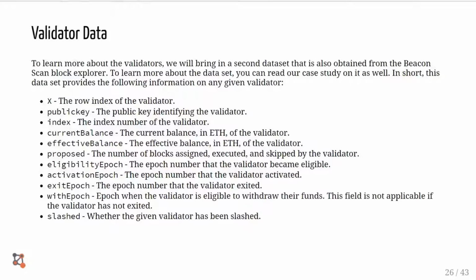To learn more about the validators, we will bring in a second dataset that is obtained from the Beacon Scan Explorer. To learn more about the dataset, you can read our case study on it as well. So the dataset provides these columns. We have the row index, the public key, the index number, current balance, effective balance, the number of proposed blocks assigned, executed, and skipped. We have the eligibility epoch, the activation epoch, exit epoch, withdrawal epoch, and finally the slash indicator.